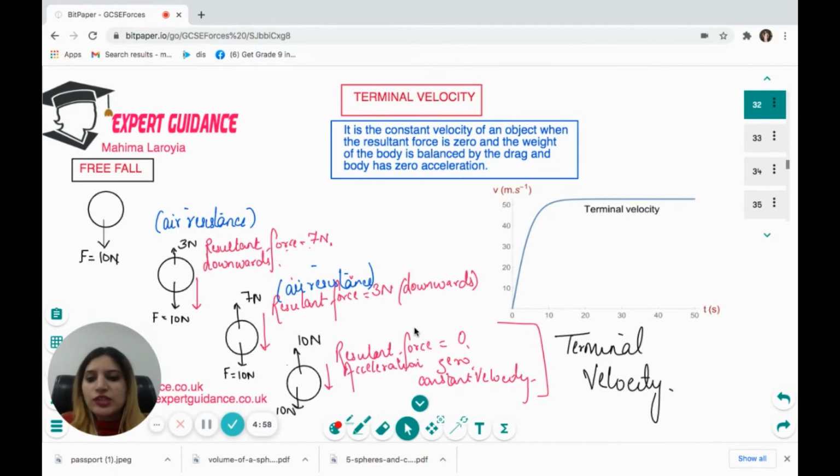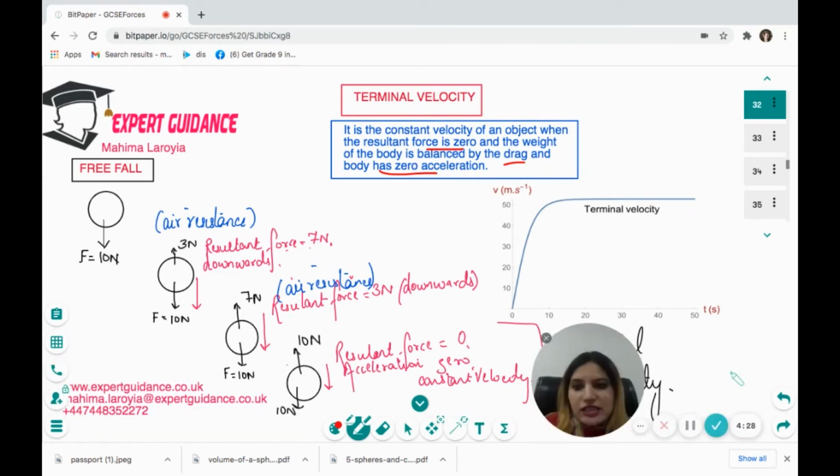Now let us move on to a very important concept of terminal velocity. Now what is terminal velocity? Terminal velocity is the constant velocity of an object when the resultant force is 0 and the weight of the body is balanced by the drag, and the body has 0 acceleration and it falls with a constant speed. Looks confusing? Let us understand this with an example.